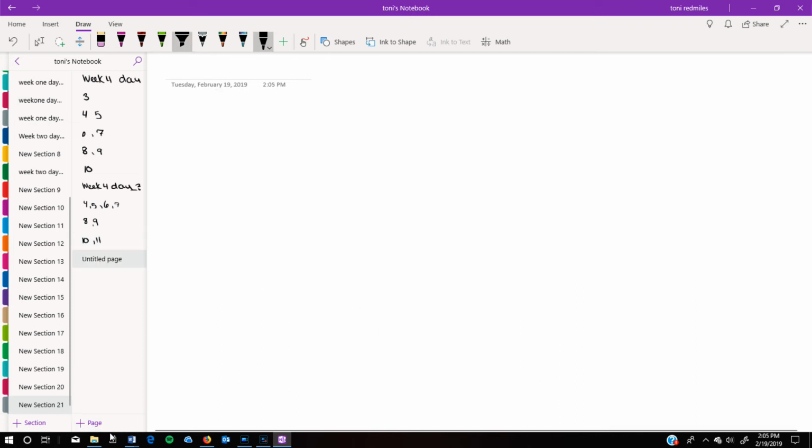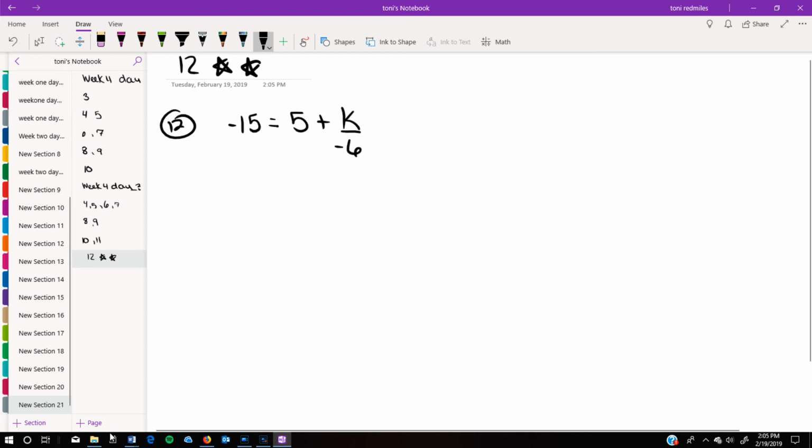Last one, number 12. All right, I'm going to rearrange this to something I like. As long as I don't change the signs, I can do that. 5 is being added to the k over negative 6, so I need to subtract it from both sides in order to make it go to 0.